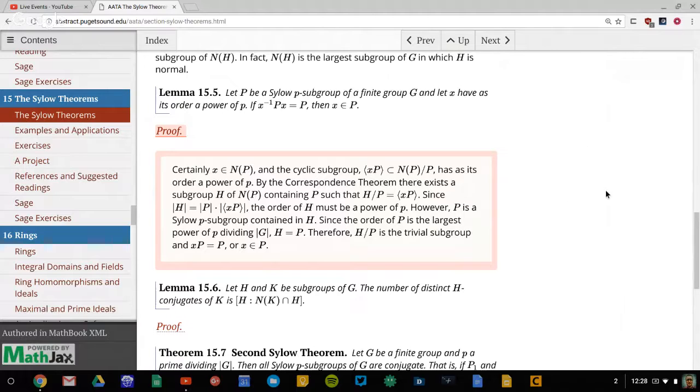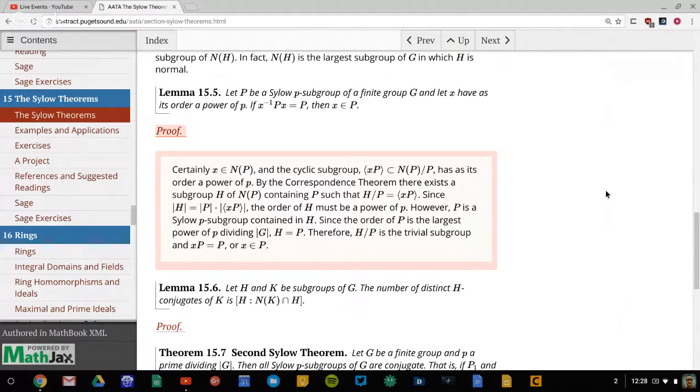So H is a subgroup whose order is a power of P. And secondly, coming from the correspondence theorem, the subgroup H is a subgroup of the normalizer, and it also contains P. But P is a Sylow P subgroup, meaning it's the biggest kind of P subgroup you can have in G. It's got maximal size as a subgroup having order a power of P.